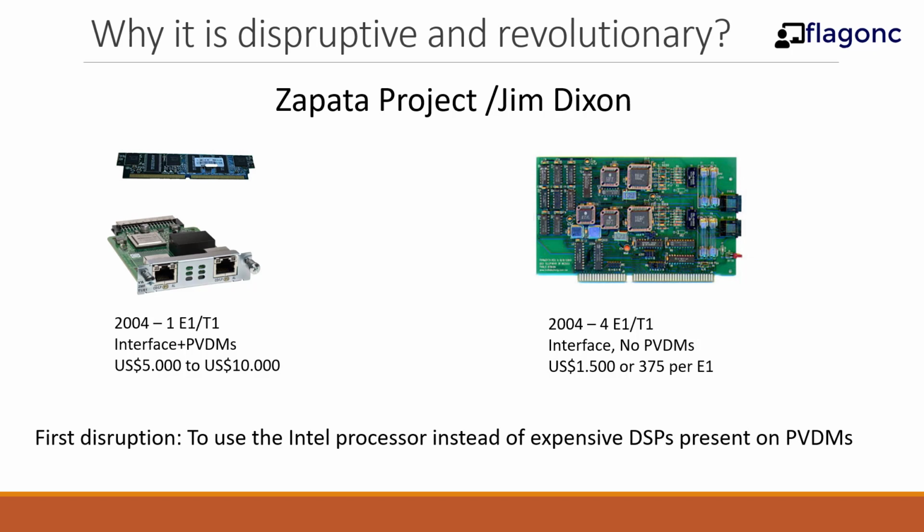to do it. So instead of paying from $5,000 to $10,000 per E1 or T1 card, the Zapata card created by the Zapata project, actually called the Tormenta card, cost at that time $1,500 per 4 E1. So there was a decrease in the price of digital interfaces of 10 to 1.